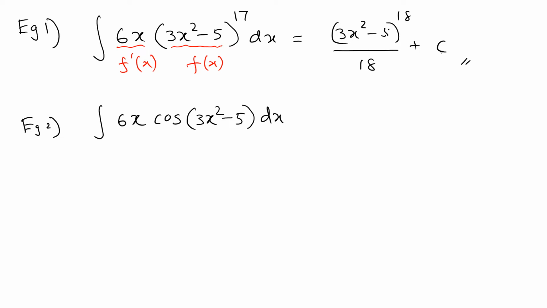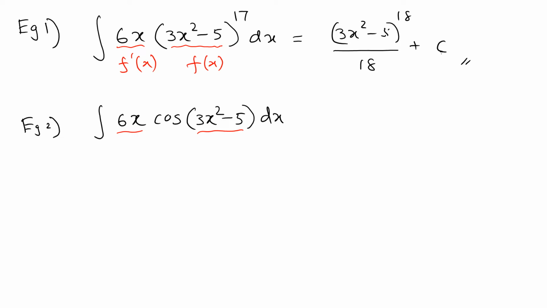As the second one, we have the integral of 6x cosine of (3x squared minus 5) dx. You will see that this is not exactly the formula type, but we can still use the same argument here. The inside function is the same one as before, and the derivative of the inside function is 6x. That means we can simply treat this function just like a regular cosine.